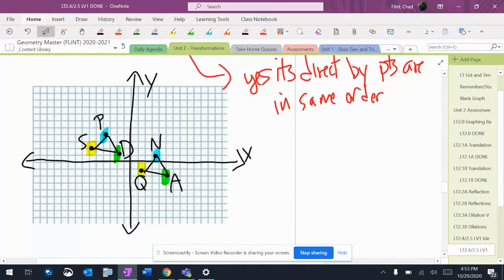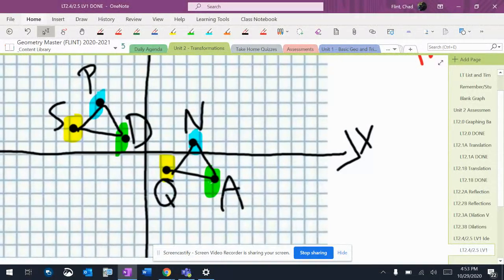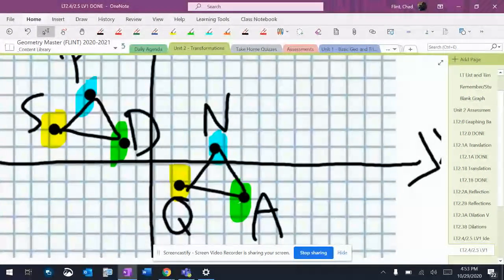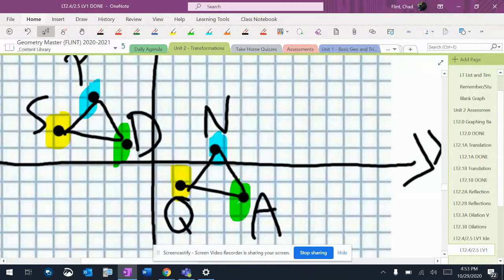All right, so then, how did they get there? Well, first of all, it's not a reflection because the points are not backwards or anything. It's not a dilation because they didn't get bigger or smaller. So it's got to be a translation. So I'm just going to go ahead and look here. I'm going to go from P over to N.